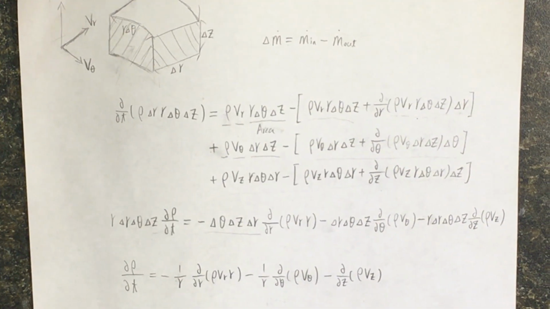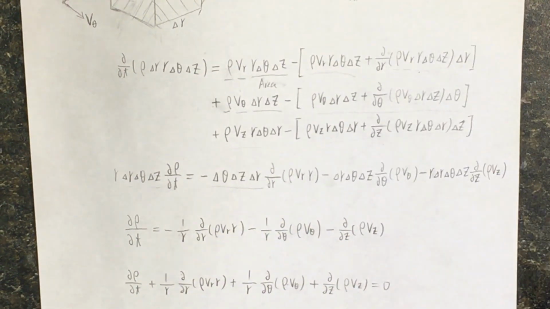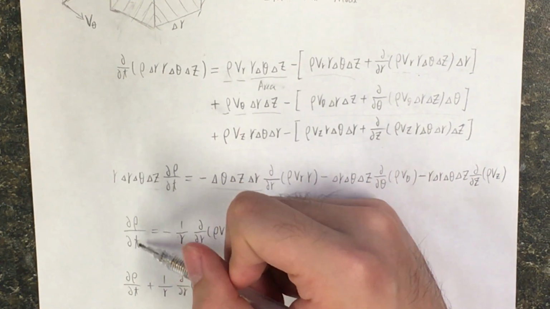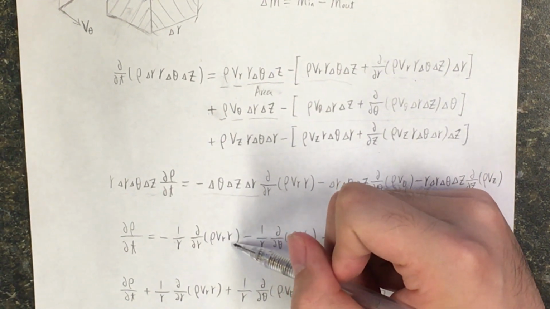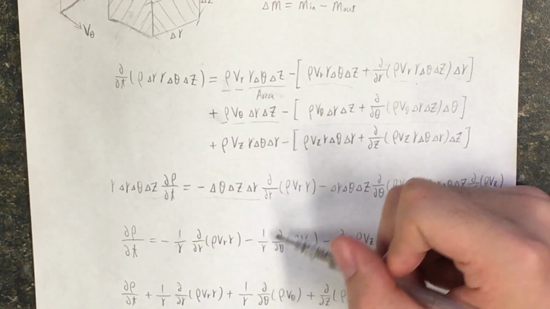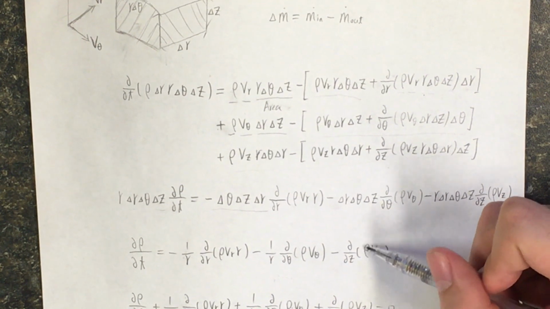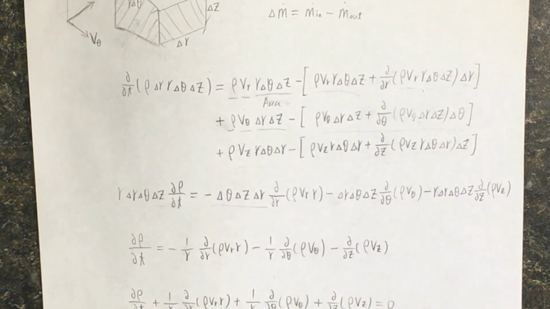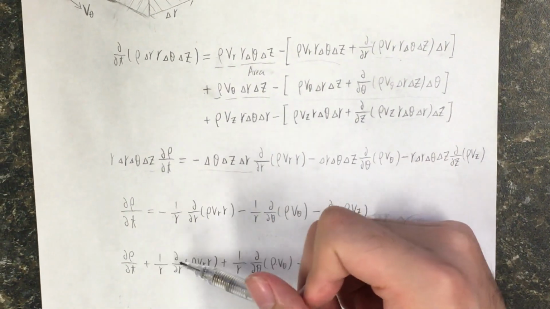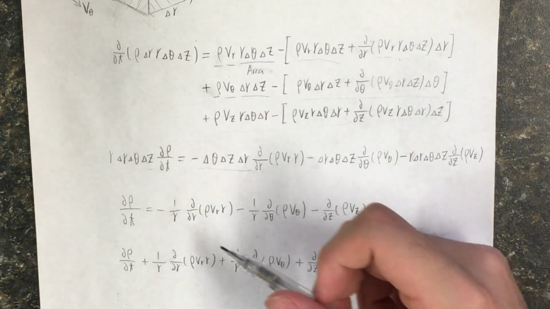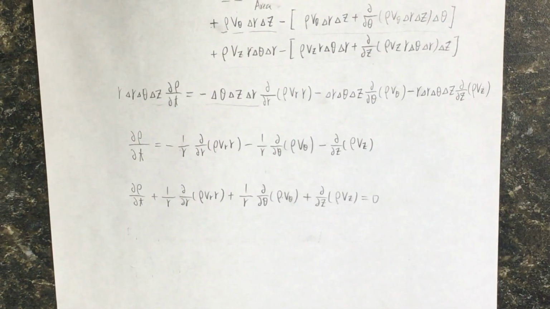Let's divide the whole equation by R, delta theta, and delta Z. Then we can get partial rho partial t equal to minus 1 over R, partial rho VR R, partial R, minus 1 over R, partial rho v theta, partial theta, minus partial rho vz, partial z. And bring every term to the left hand side. We can get partial rho partial t and so on, looking like this. This is the continuity equation in cylindrical coordinates, which is what we wanted to do in this video.